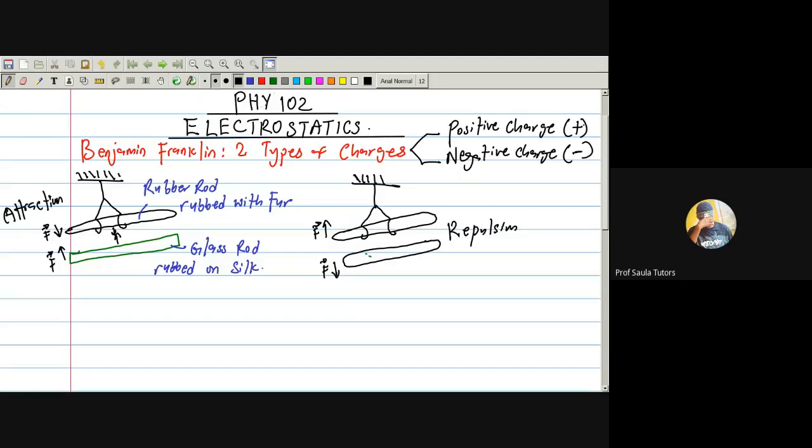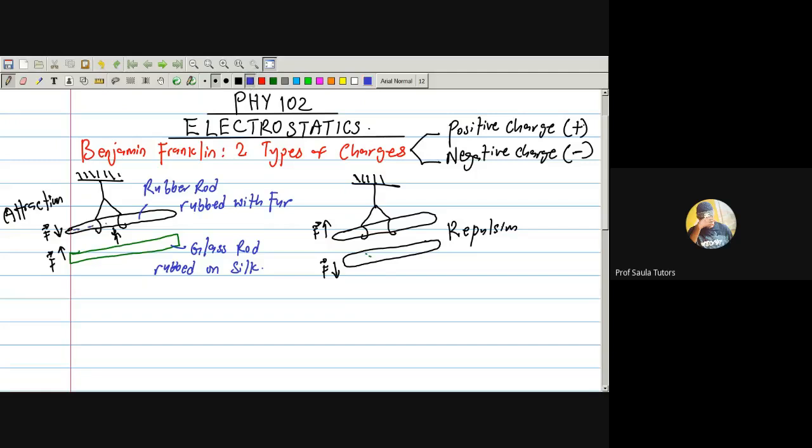Now, pay attention. According to Benjamin Franklin, he proposed that whenever a rubber rod is rubbed on fur, this rubber rod acquires what we call a positive charge. Sorry, let me take that again. A rubber rod that has been rubbed with fur acquires what we call a negative charge.